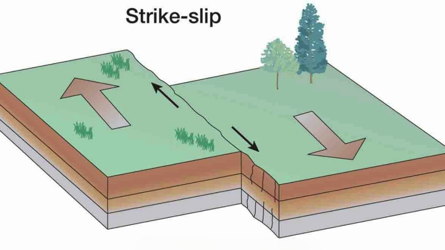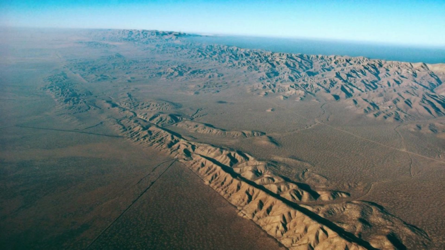Strike-slip faults tell a different story. Instead of vertical motion, they exhibit horizontal movement. The blocks slide past each other laterally due to shear stress. The most well-known example is California's San Andreas Fault, which has generated some of the most powerful and studied earthquakes in history. These faults mark the boundary between tectonic plates moving sideways relative to each other.